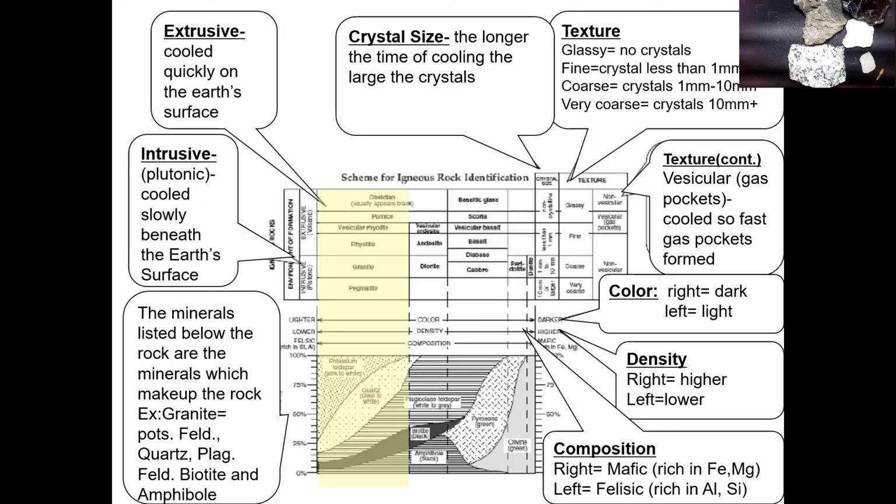If you have one that's very coarse, it's pegmatite. Just coarse, granite. Fine is going to be rhyolite. Vesicular, fine and vesicular is going to be vesicular rhyolite. The only thing that makes them different is the size of their crystals.